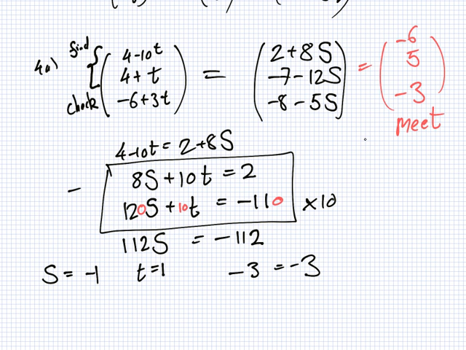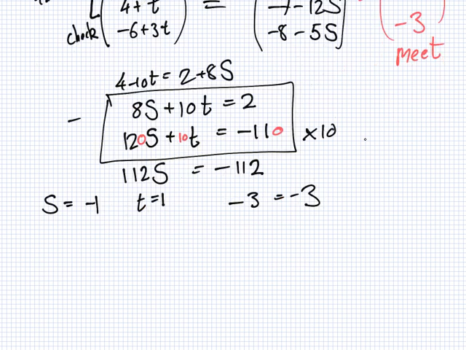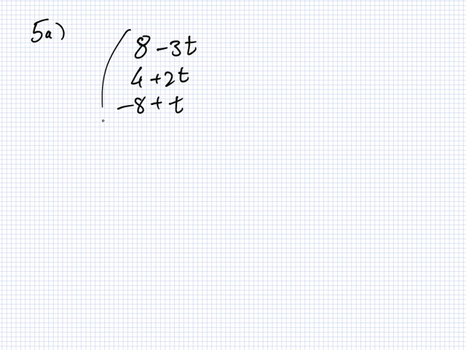Continue? Yeah? Okay, now. 5A. Find the angle between, actually Monica, it's easier if you read it out to me. What's the first vector? 8 minus 3t, yeah, 4 plus 2t, yeah, minus 8 plus 1t. Okay, and the other one? 5 minus 2s, 6 minus 10s, and minus 7 plus 2s.